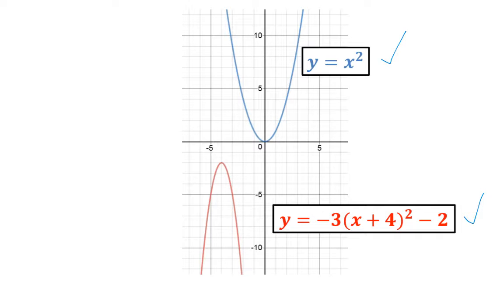And the point that you really want to focus on is the vertex. And that's how you can tell if it's been translated to the left or to the right and up or down. Seeing the vertical compression or vertical stretch is a little bit more tricky, but seeing if it opens upwards or downwards is pretty obvious.